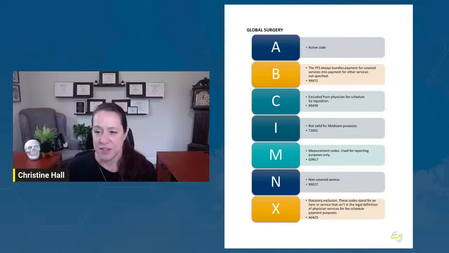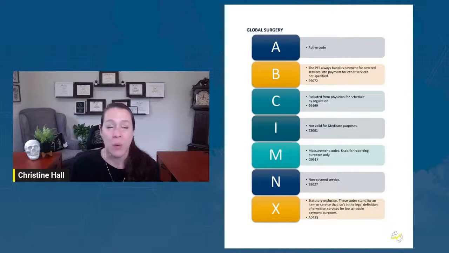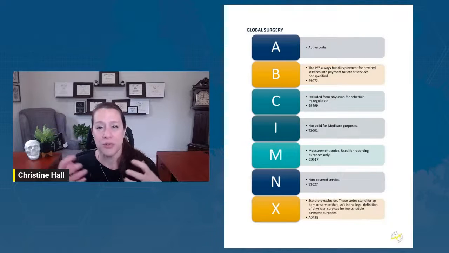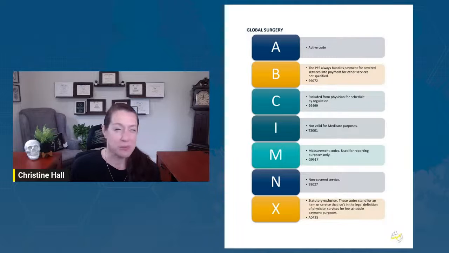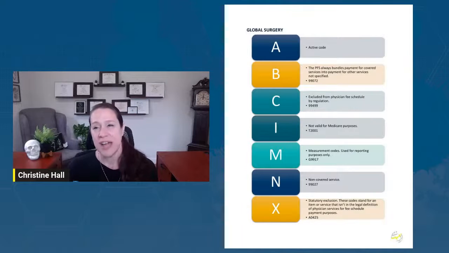Your status indicators of C state that these are excluded from the physician's fee schedule by regulation. So there's no payment, like our 99499. There's no payment assigned to it. It's an unlisted code. We need to submit information to prove what we did during that specific visit in order to have that calculated by the payer. But there is no payment that has been automatically assigned on any codes that have a status indicator of C.